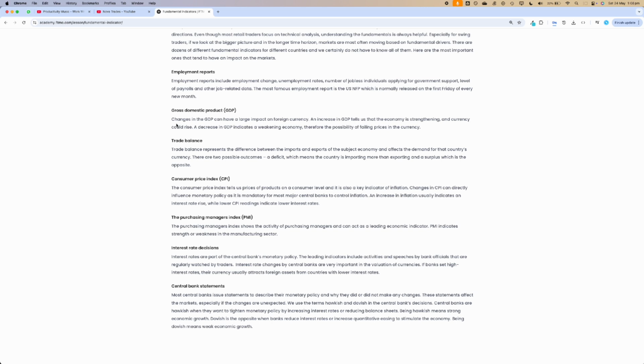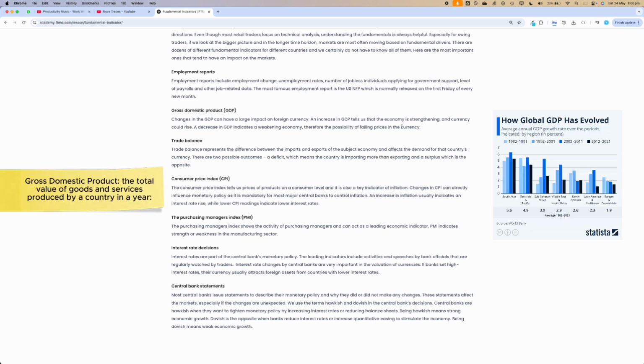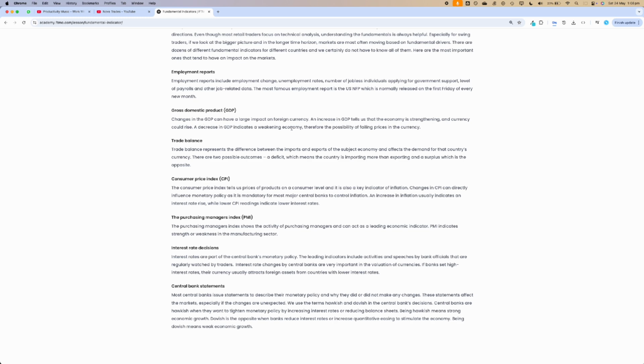GDP is the next one. Changes in GDP can have a large impact on foreign currency. An increase in GDP tells us that the economy is strengthening. This is like a general indicator, so it's like a general number that is used. It's probably the most known bit of information on this page here. Every country's GDP is talked about quite commonly, and you can see a decrease in it is an indication of a weakening economy.